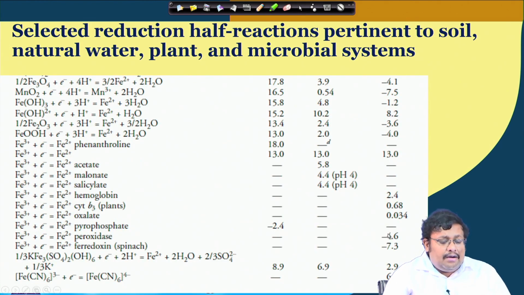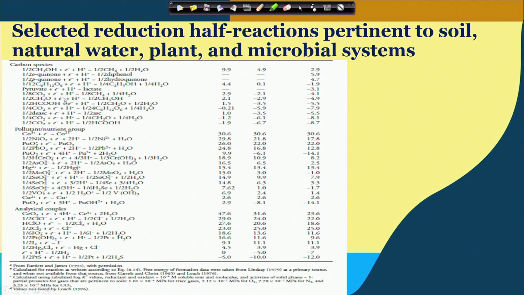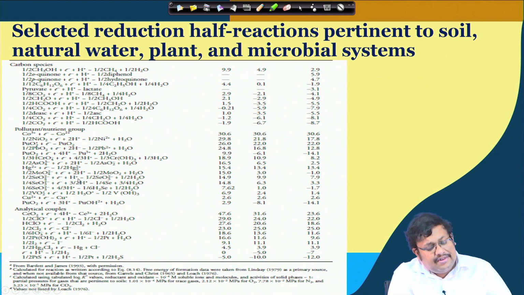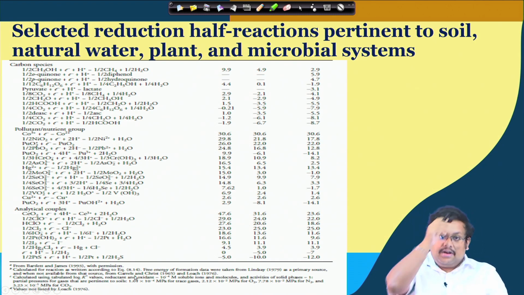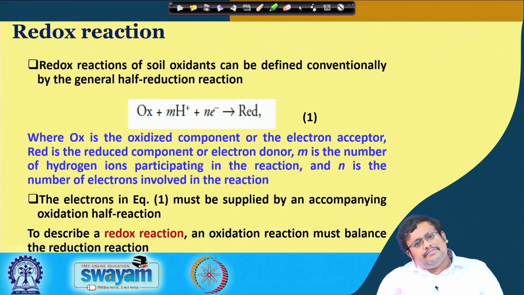And also different Fe3+ to Fe2+ phenanthroline, Fe3+ to Fe2+, Fe3+ to acetate, Fe3+ to Fe2+ malonate. So, you can see different species of iron can be formed by reducing the oxidized form of iron, that is Fe3+. Similar for carbon also, from pollutants or other nutrient groups, analytical couples also, you can see the conversion of their oxidized form to reduced forms.